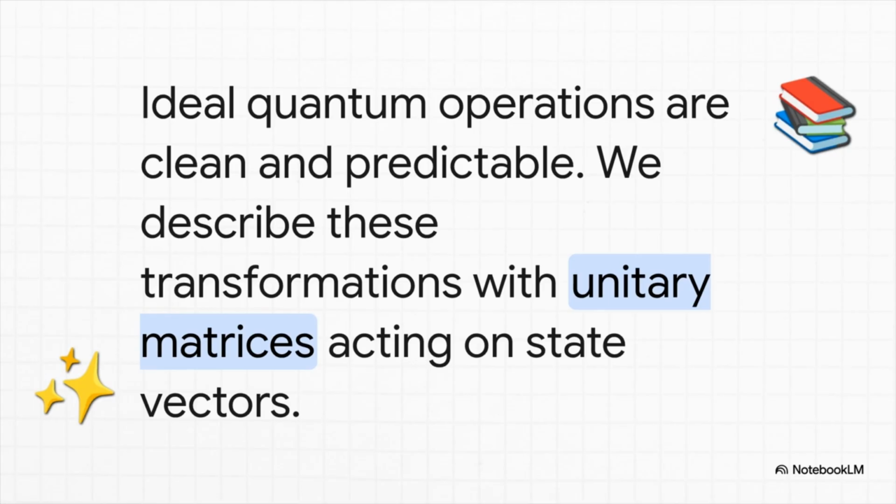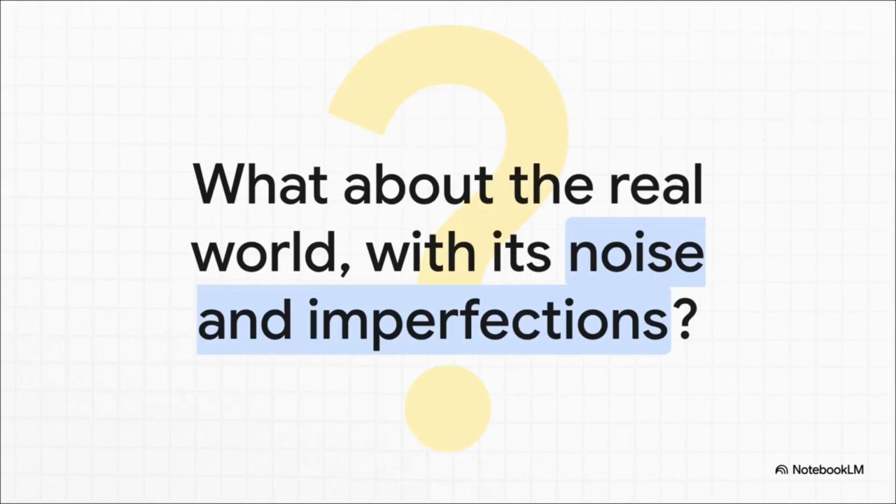But here's the catch. Real quantum computers are not perfect. They are noisy: stray magnetic fields, tiny changes in temperature, even just slightly imperfect hardware. All of this stuff can mess with our delicate quantum states. These messy real world processes aren't just described by those simple clean unitary matrices. So what do we do? To deal with this messy reality, we need bigger, better, and more powerful tools. And that tool is called the quantum channel.